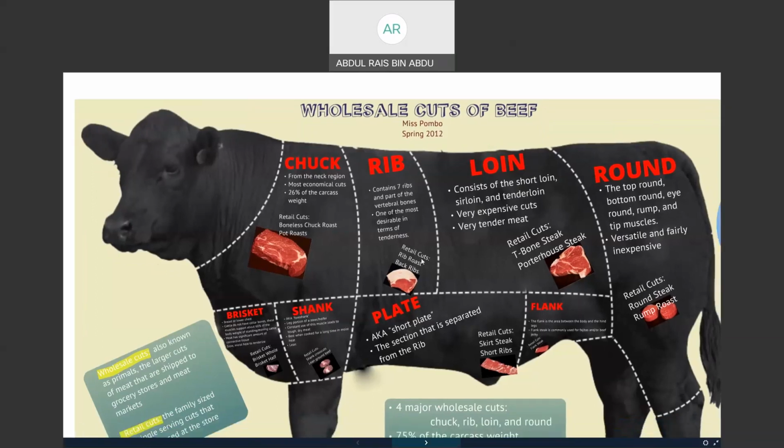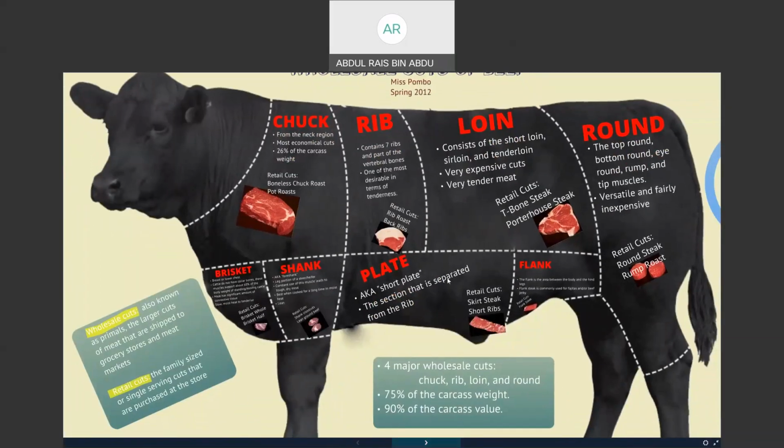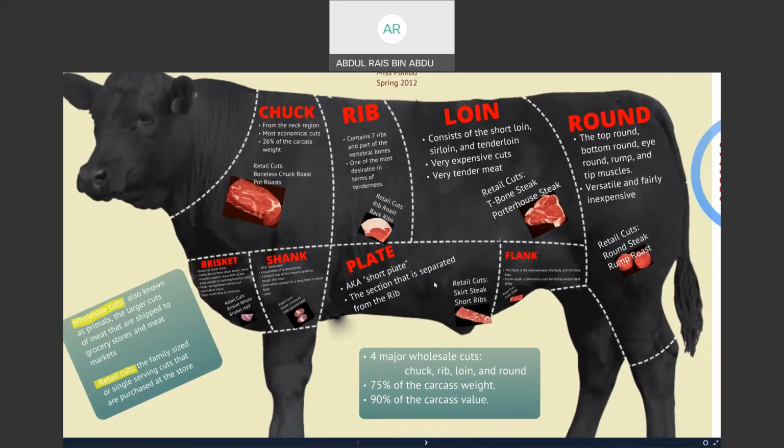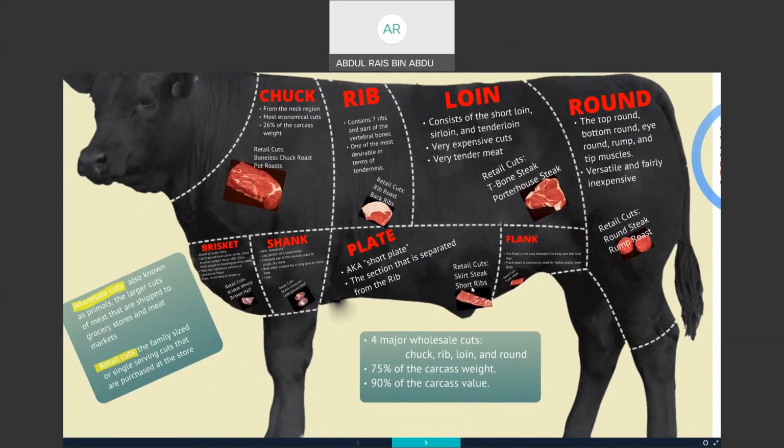As we go down, the belly area, this is the plate part. It's also known as the short plate. This section is separated from the ribs, and from here you can get skirt steak or short ribs. Short ribs are at the bottom, while back ribs are usually on top.